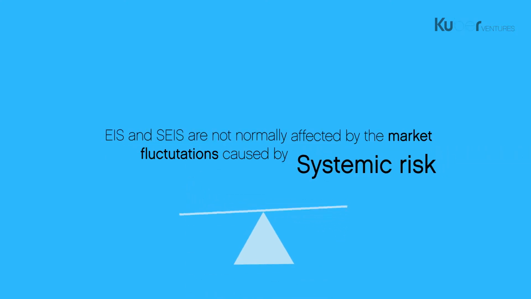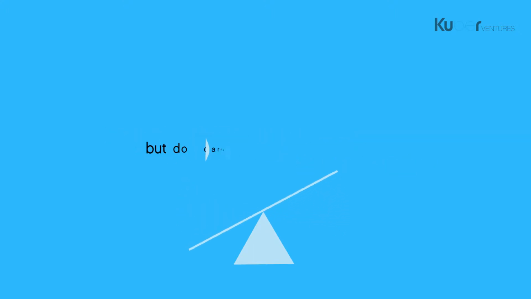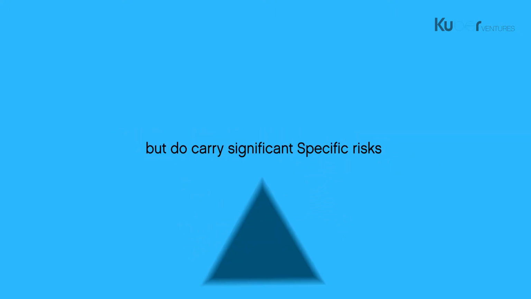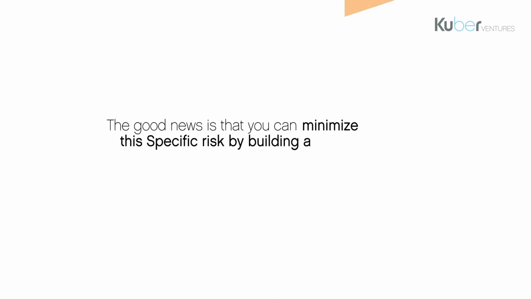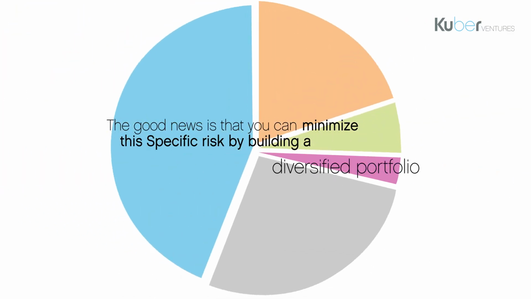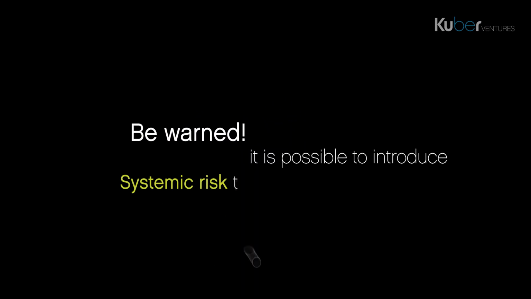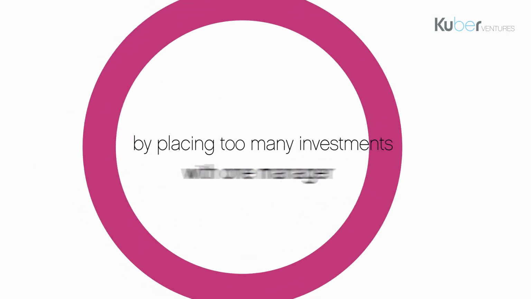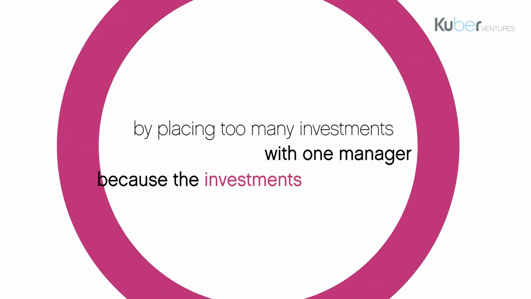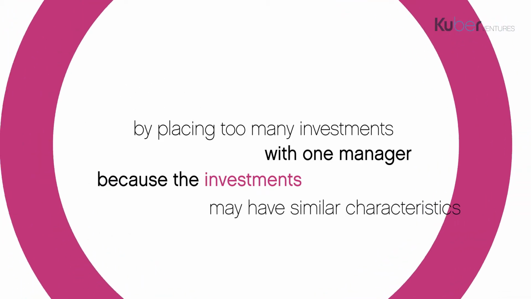EIS and SEIS are not normally affected by the market fluctuations caused by systemic risk, but do carry significant specific risks. The good news is that you can minimize this specific risk by building a diversified portfolio. Be warned, it is possible to introduce systemic risk to a portfolio by placing too many investments with one manager, because the investments may have similar characteristics.